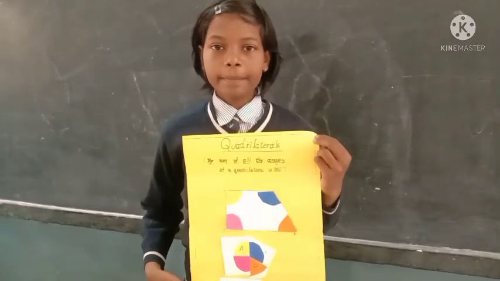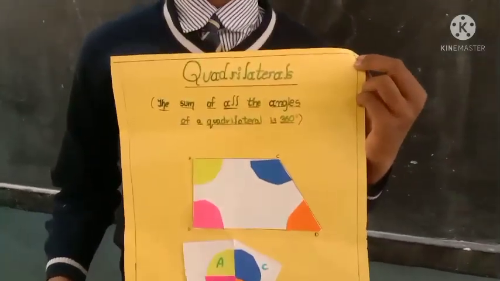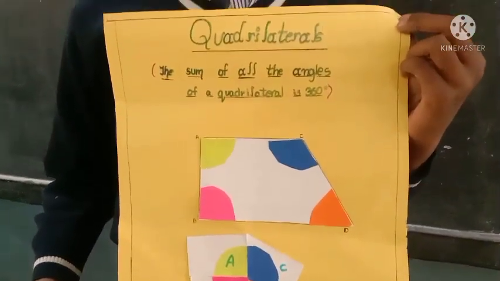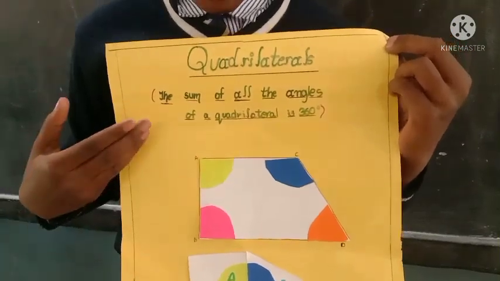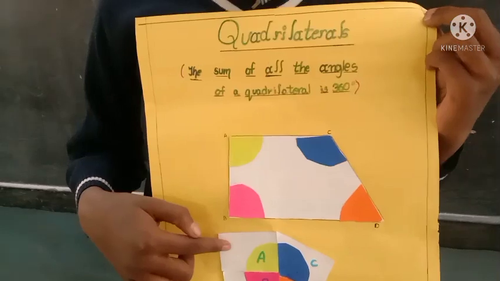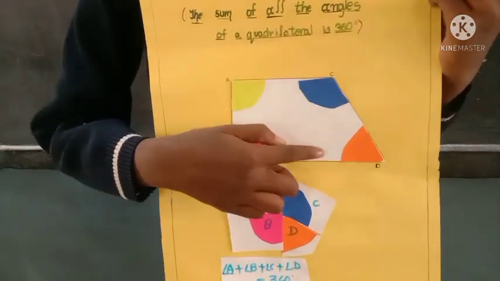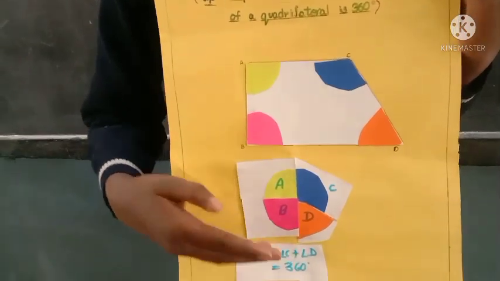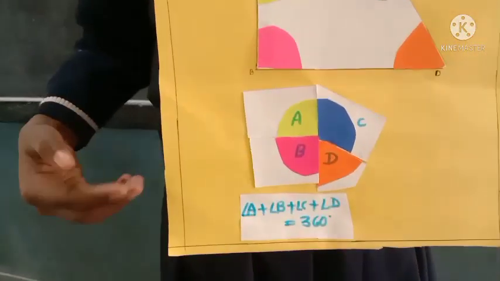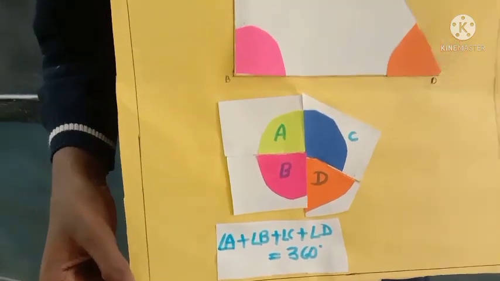Good morning everyone. My name is Bhavishri Karmakar. Today I am going to explain that the sum of all the angles of a quadrilateral is 360 degree. I have stuck angle A here. I have stuck angle B here. I have stuck angle C here and I have stuck angle D here. When I add all the angles, then I get 360 degree.